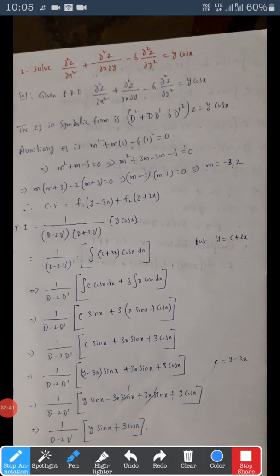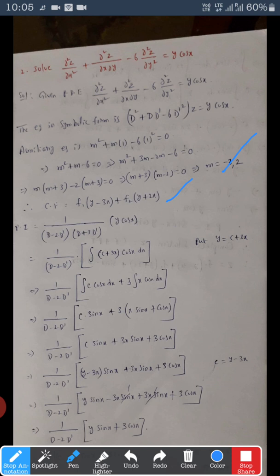Here also, usual procedure, m is equal to minus 3, 2. Therefore, the complementary function is f1 of y minus 3x plus f2 of y plus 2x.